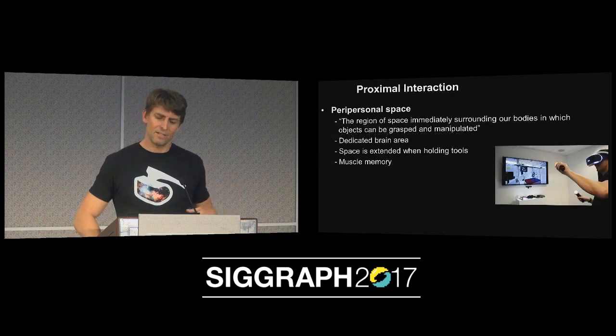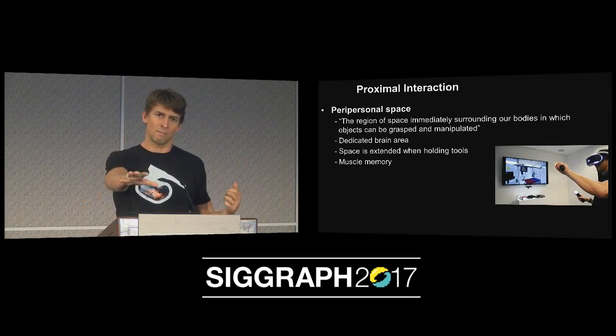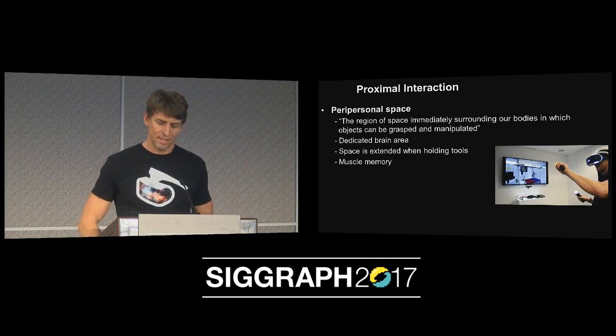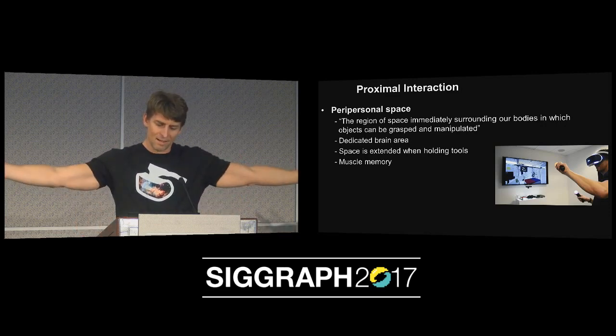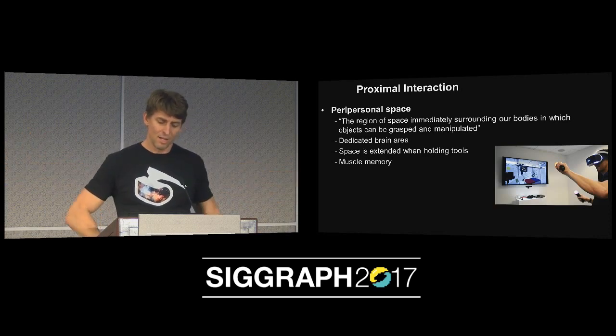Actually, there's a lot of interesting things around this that are related to your brain. There's actually a dedicated area of your brain that fires when something becomes within arm's reach. And this space has got a name. It's called the peripersonal space, things that are surrounding your body where you could grab objects and manipulate them.